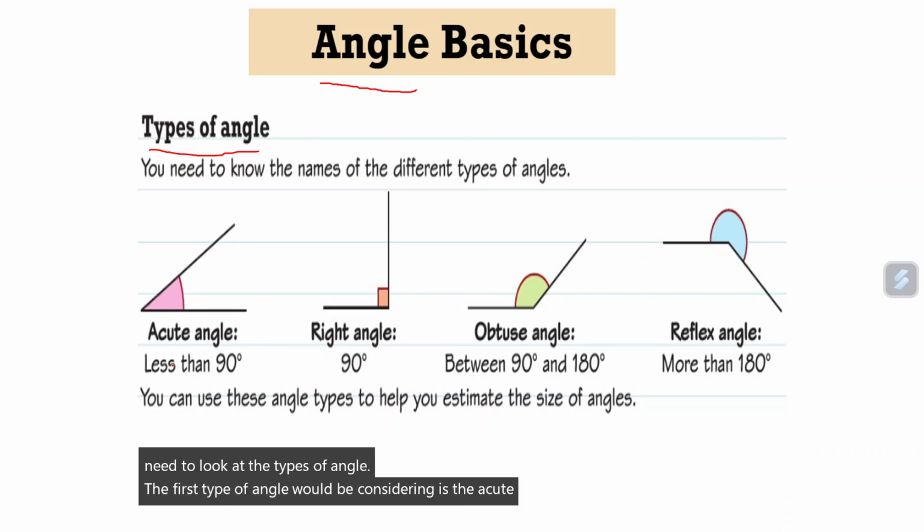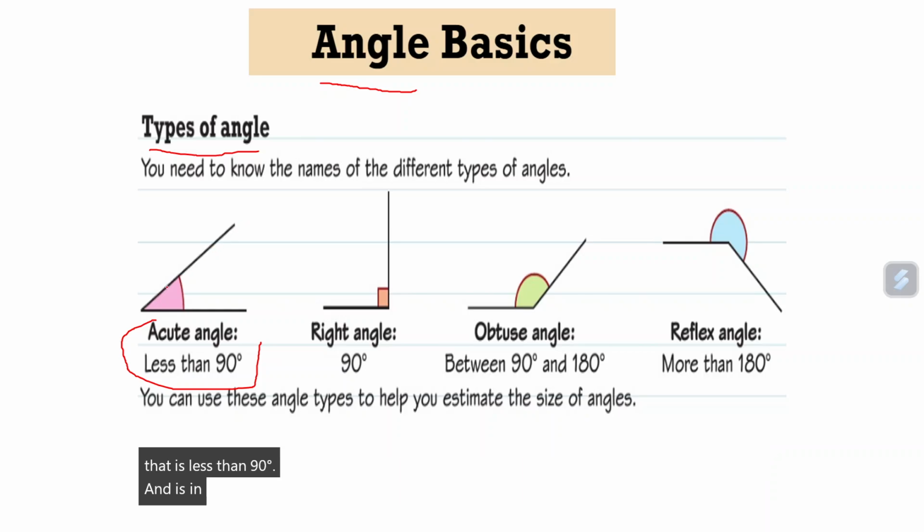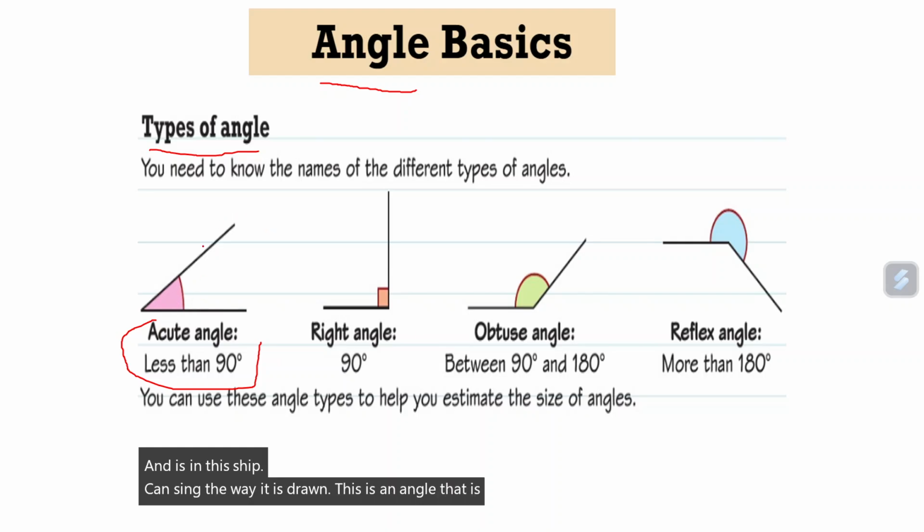Say an acute angle is an angle that is less than 90 degrees and is in this shape. You can see the way it is drawn. This is an angle that is less than 90 degrees and is known as an acute angle.